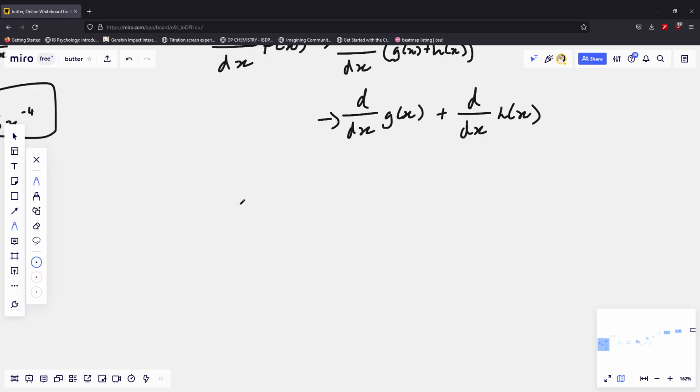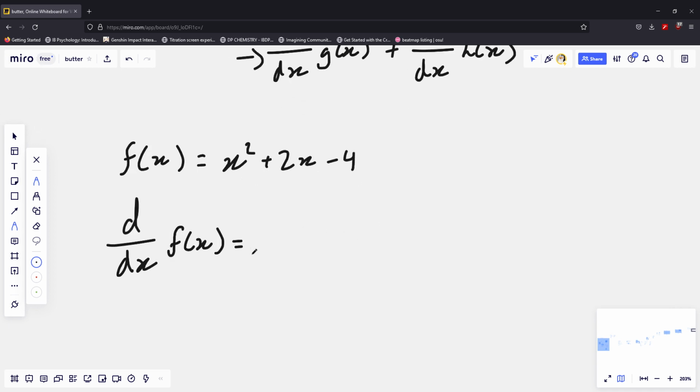Let's go through a worked example here. So let's say f of x, lowercase f this time, is equal to x squared plus 2x minus 4. Alright? And I ask you, what's the derivative of f of x with respect to x, of course? Take a moment to figure this out.